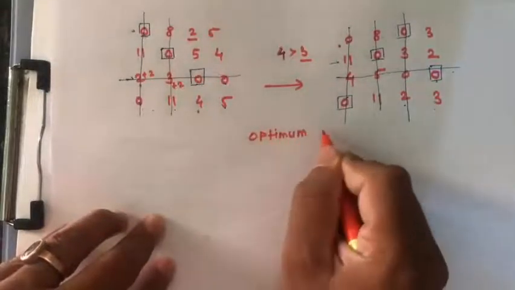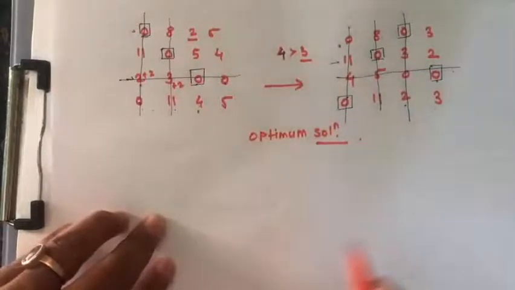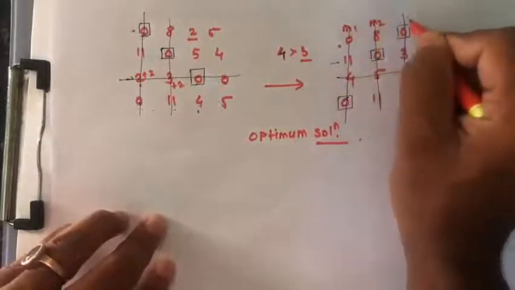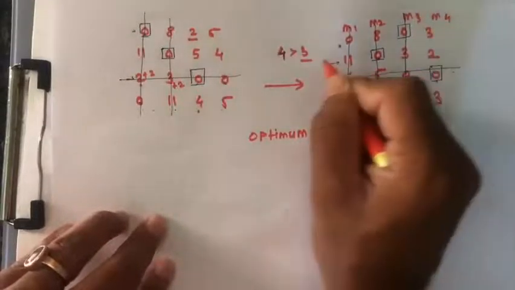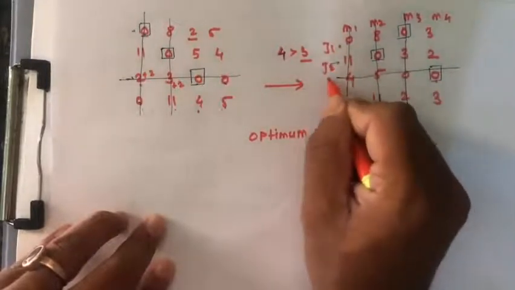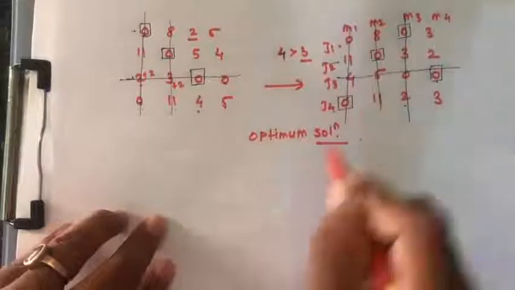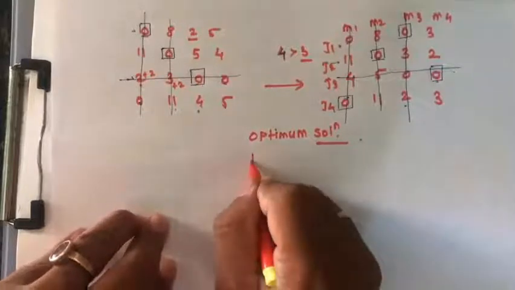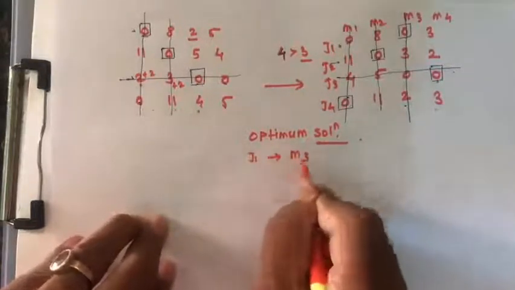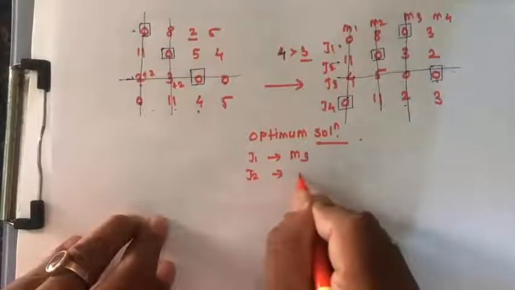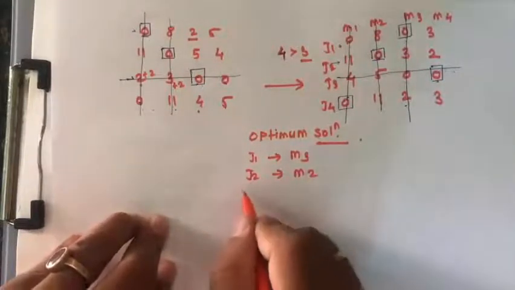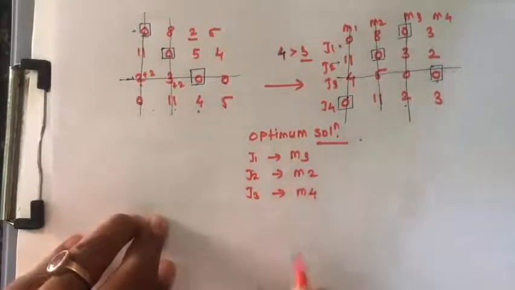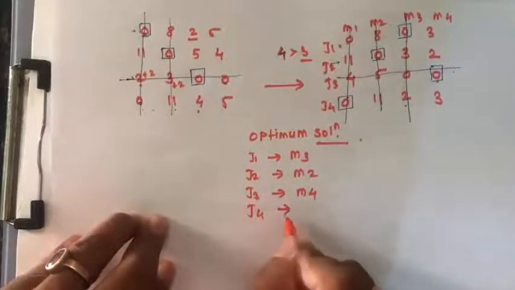Now what is the optimum solution? Suppose, as I already discussed, these are the machines M1, M2, M3 and M4, and these are the jobs J1, J2, J3 and J4, and we have to allocate these jobs to the machines. So we get the optimum solution as: J1 should be allocated to machine number 3. J2, that is job number 2, must be allocated to machine number 2 to minimize the processing time. Job number 3 must be allocated to machine number 4, and J4 should be allocated to machine number 1.